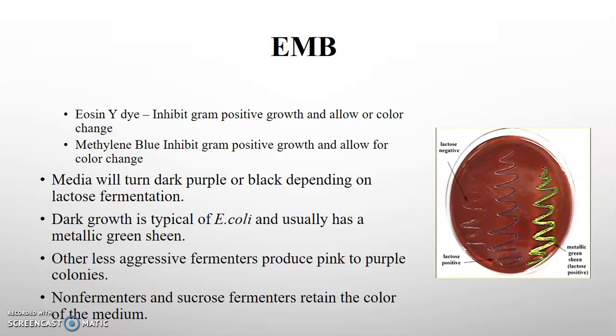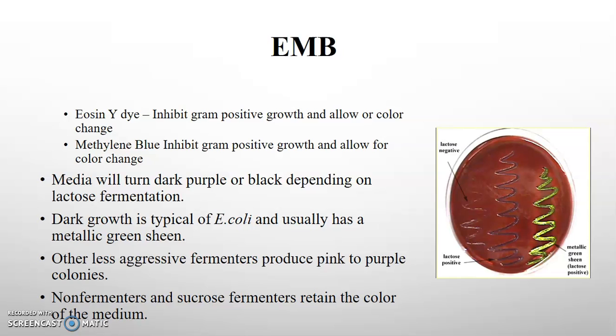So in the EMB plate, there's eosin Y dye and methylene blue dye. The eosin Y dye and the methylene blue dye are what make the plate selective, because they're going to inhibit the growth of gram-positive bacteria. So gram-positive bacteria cannot grow on an EMB plate for that reason, because of the eosin Y and the methylene blue. So if you see any growth on this plate, you know you're looking at some type of gram-negative bacterium.